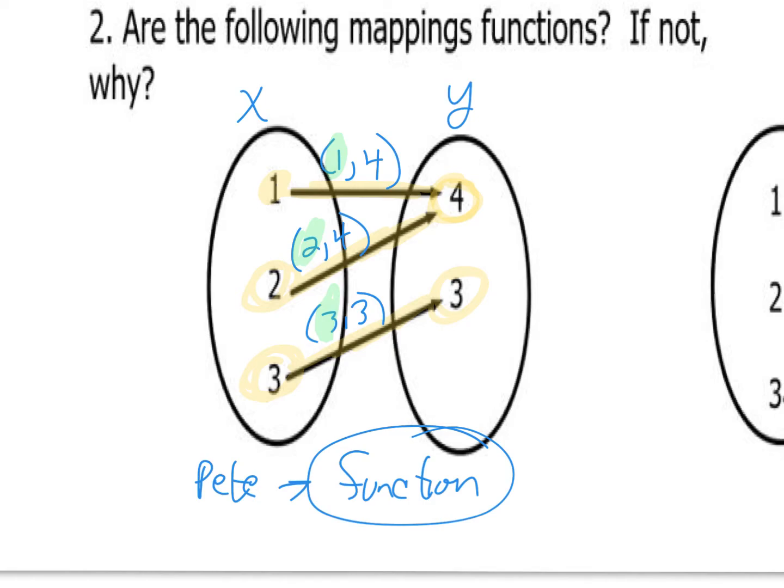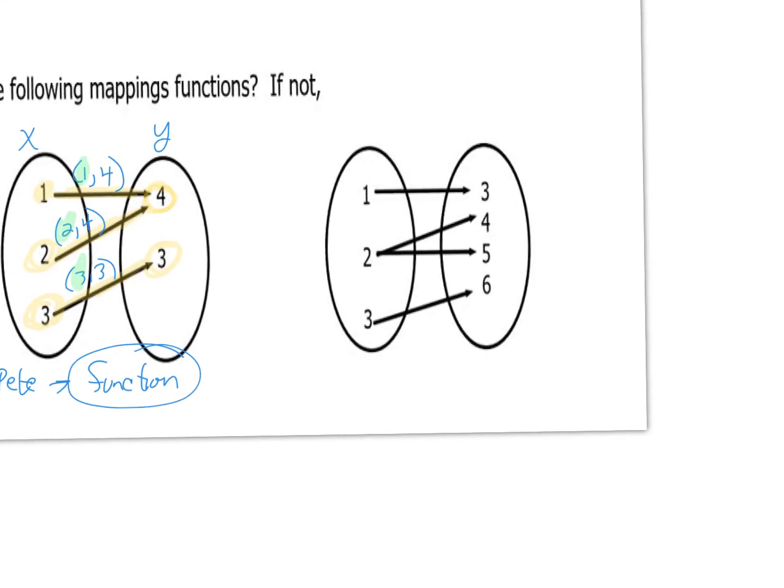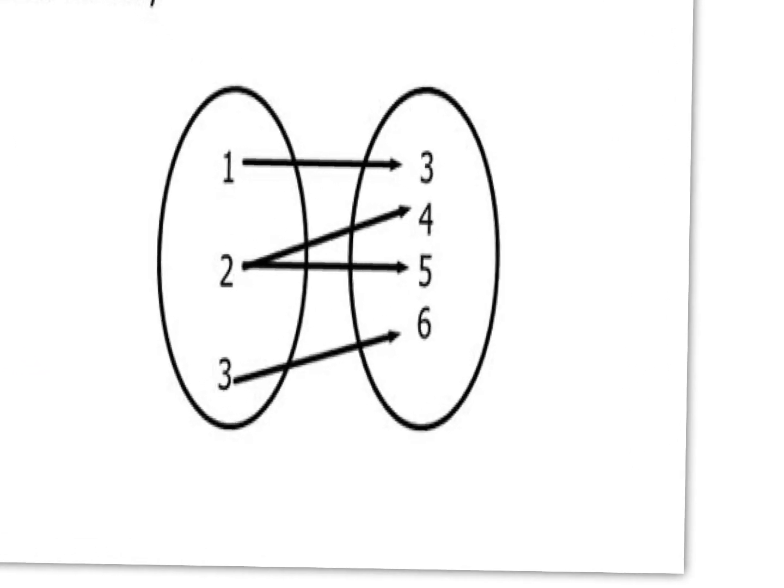Okay. Now, if I come over here, let's start our mapping. I'm going to use a different color here for the highlighter. If I start with 1, I follow the arrow, I go to 3. So this is the ordered pair 1, 3. Okay, we have 2 going to 4. So this is the ordered pair 2, 4.